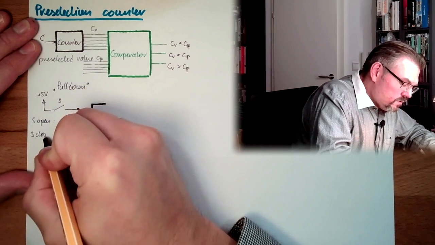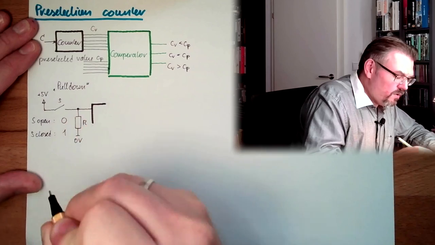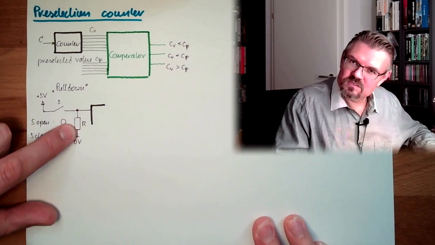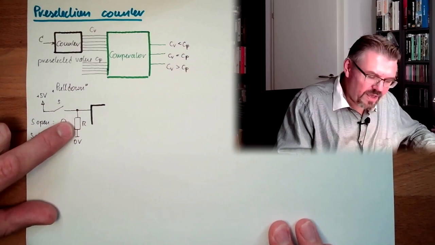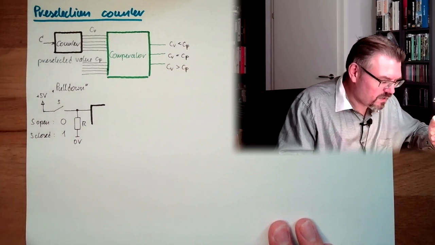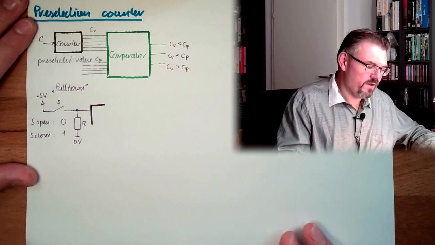If the switch is closed, we're reading logically 1, because then we apply 5 volt here, and if this resistor is big enough, which we can select, then this will not really bother. That was the pull down variant.